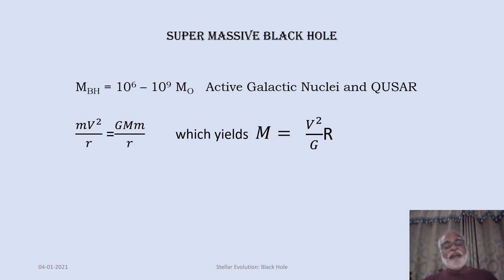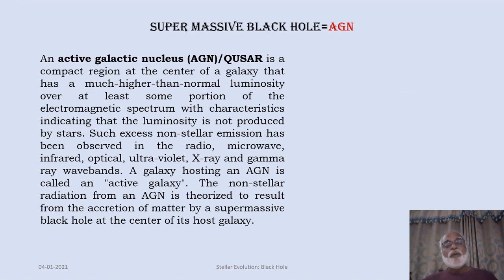I'm sorry about this error. This should be GMm by r squared, and I deliberately wanted to use the symbol capital R to emphasize that if we know this distance r from the singularity, and if we measure the orbital velocity, both of which can be done by modern techniques, one can estimate the mass of the supermassive black hole. So it's a supermassive black hole. It is also known as active galactic nuclei.